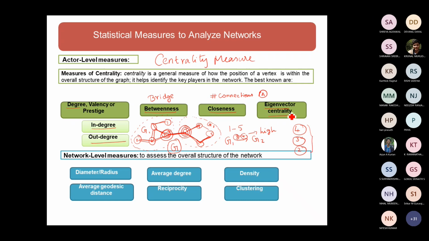And then eigenvector centrality is nothing but the quality of connection. This is what we have seen in the previous classes as the PageRank algorithm. I have a different network of nodes.